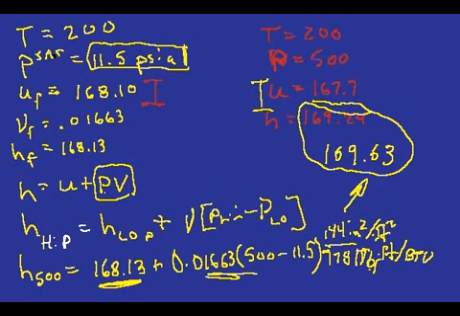So we've talked about so far that liquids are primarily a function of temperature, and we can usually use the saturated liquid value at a given temperature to approximate the property. But we need to make a correction if we're dealing with the enthalpy, and it's easy enough to do.